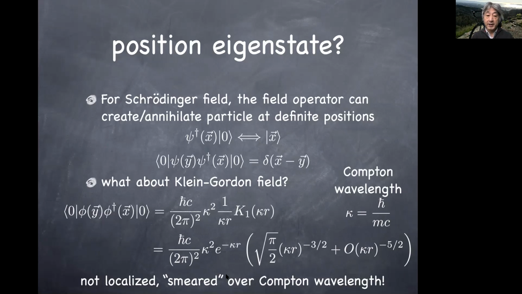But anyway, this is the question one can naively ask: whether phi dagger of x acting on |0> has the meaning of a localized position eigenstate. And the answer turns out to be, well, almost, but not quite. Okay, any questions about this slide?